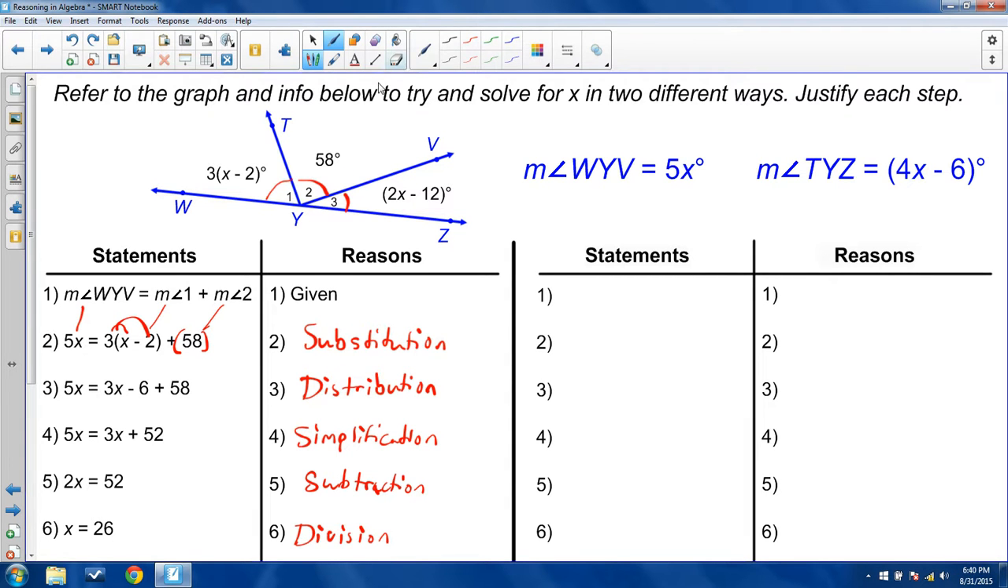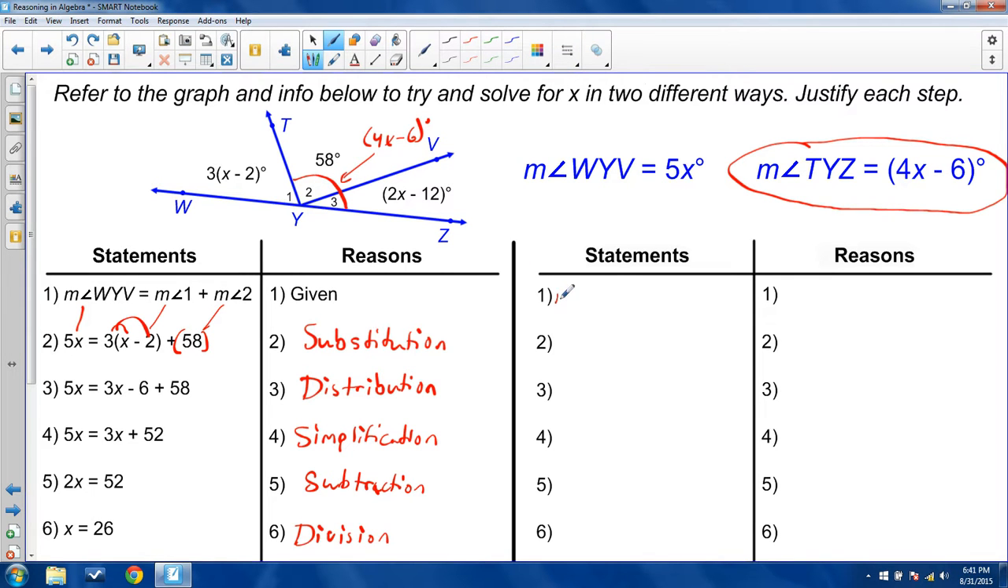Okay, let's find a different way to solve for x. Now, there are a few other things that we know about this, such as, look, this measure of angle TYZ is 4x minus 6. So another way of writing this whole angle right here is 4x minus 6 degrees. So why don't we make a statement where I'm adding this angle, TYV, with this angle, VYZ, or 2 and 3, and I get the measure of angle TYZ. So let me write that statement out.